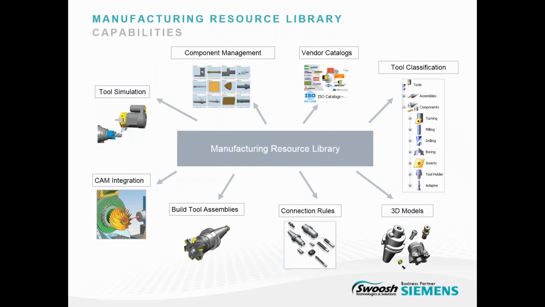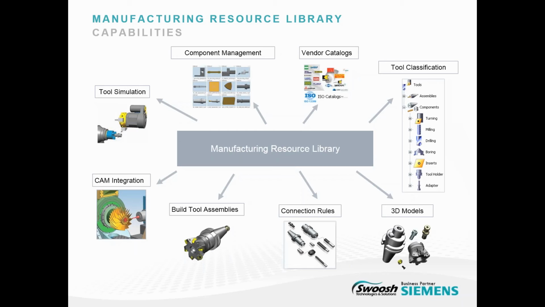This is a little bit about the architecture of the manufacturing resource library, which is in the middle of this diagram. It starts with, if you look on the right side, tool classifications, a really nice tool for drilling down into the different components and assemblies and finding exactly what you want quickly, searching it, and using it.